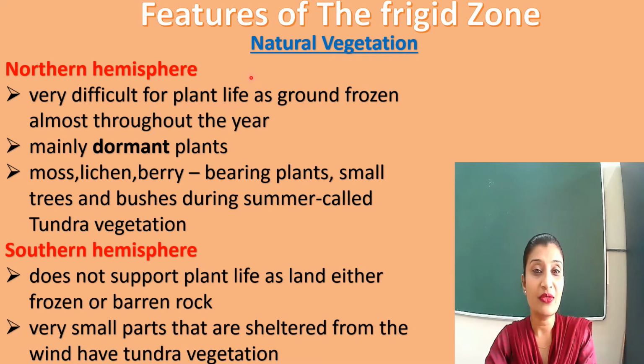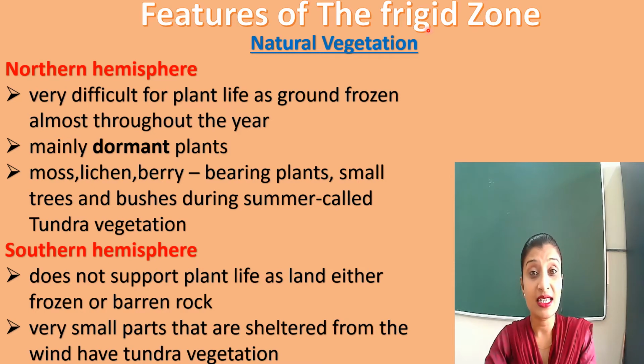In the northern hemisphere, it is very difficult for the plants to survive because the land is frozen throughout the year. Here you will find dormant plants. What do you understand by the word dormant, children? Yes, dormant means plants who stop their growth, who grow little. They cease their growth for a period of time because of cold weather or dry climate. Such plants are called dormant plants.